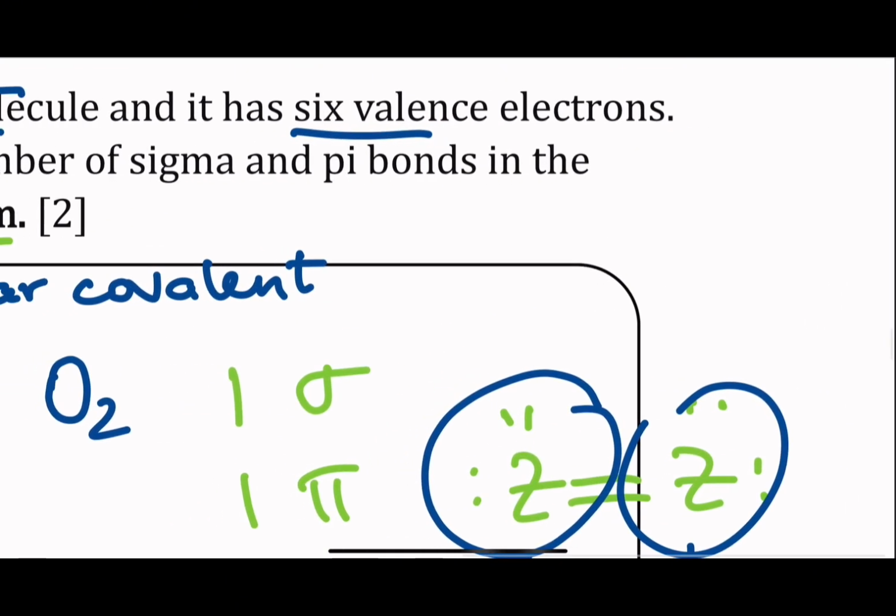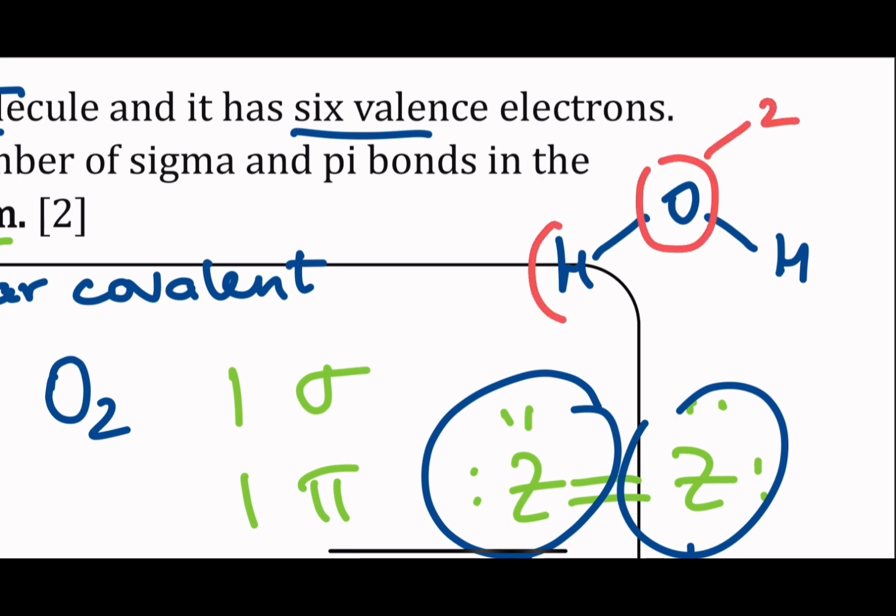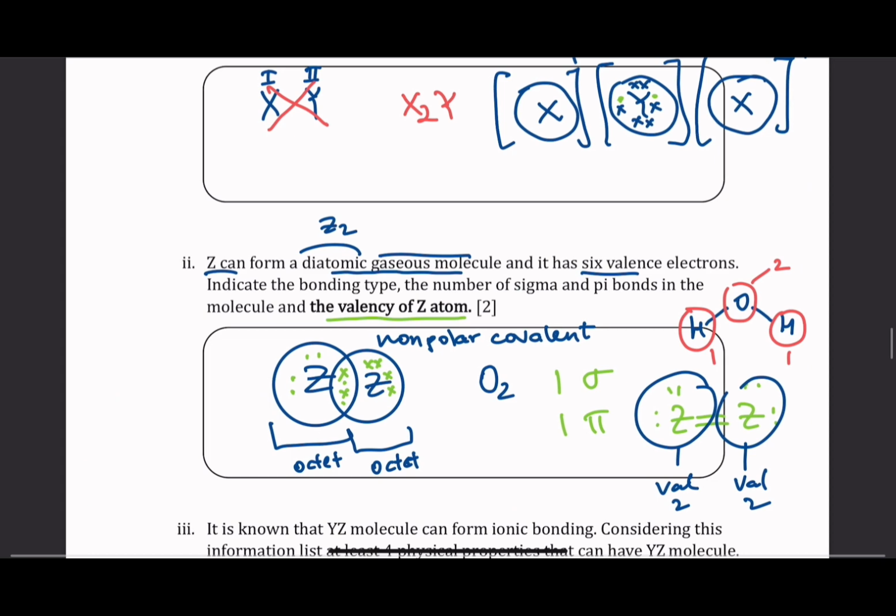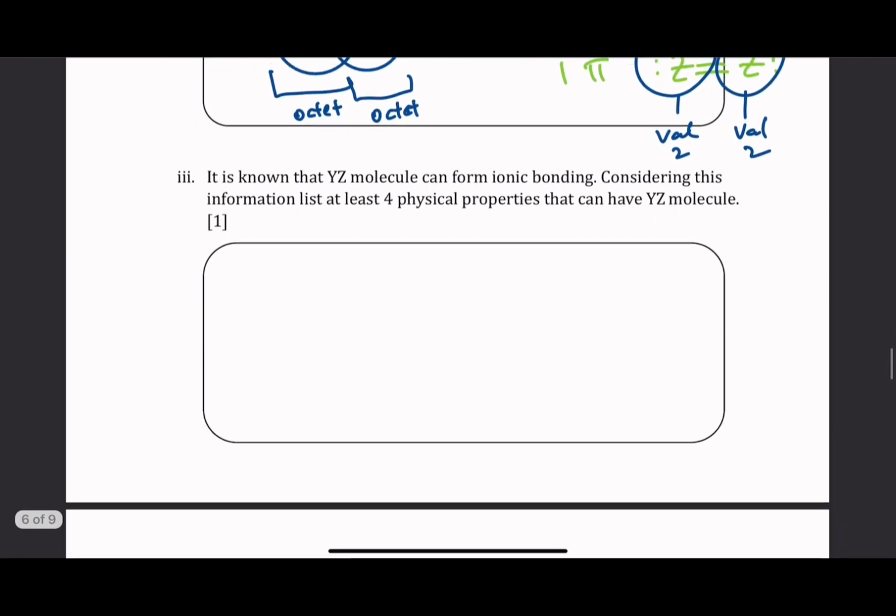The number of bonds indicate what's the valency. For example, if I have a water molecule in here, I know that the valency of oxygen is 2, and the valency of each hydrogen is 1, because they have 1 bond each. Now, in the third part, it says it's known that the YZ molecule can form ionic bonding. Considering this information, list at least 4 physical properties that the YZ molecule can have.